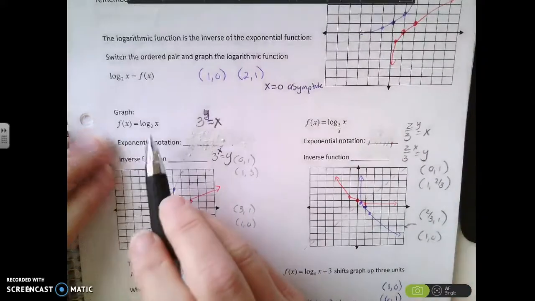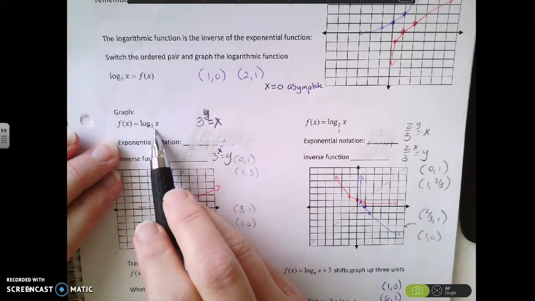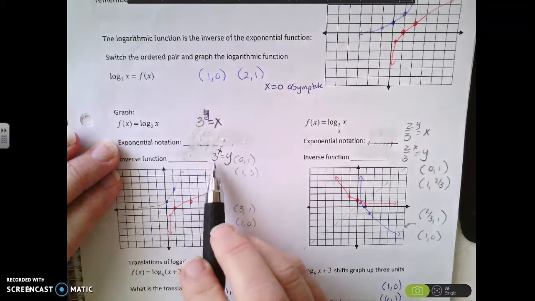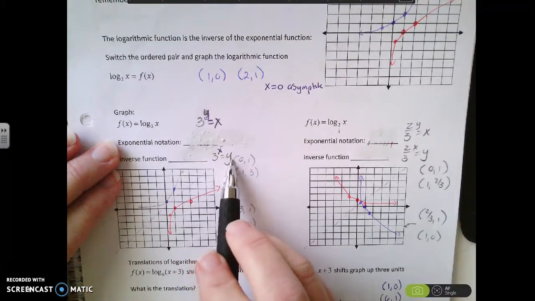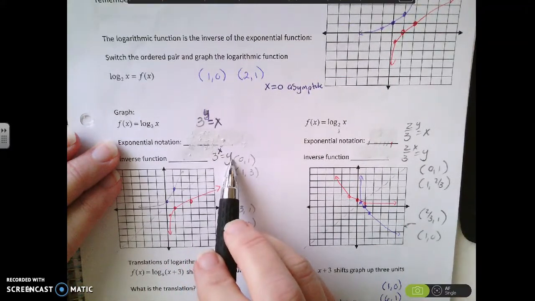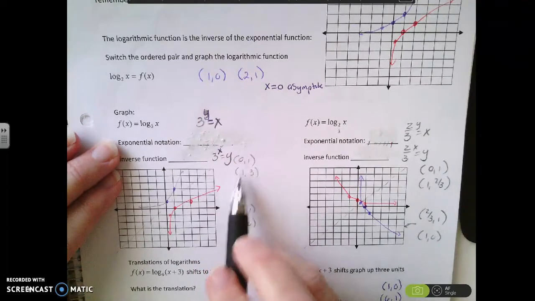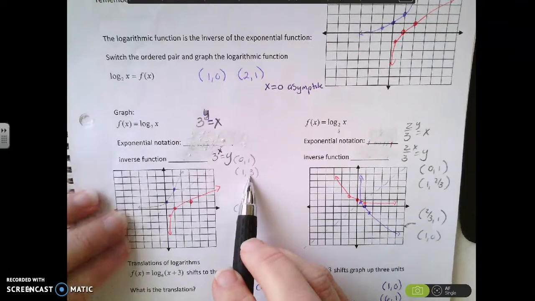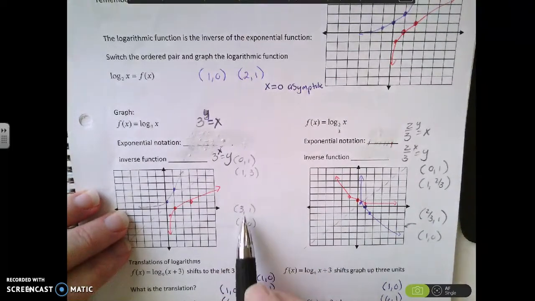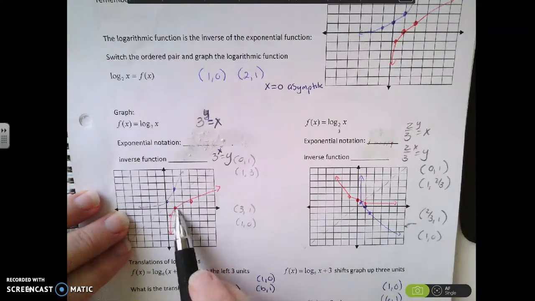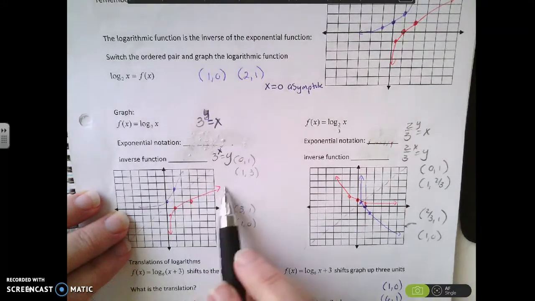If I want to graph this logarithmic function, my base is 3, so I would think of it as 3 to the x power equals y. That's the exponential function. So for 3 to the x power, I have 0, 1, and 1, 3. That means for my logarithmic function, I'm going to have 3, 1, and 1, 0. So 3, 1, and 1, 0, there's my logarithmic function.